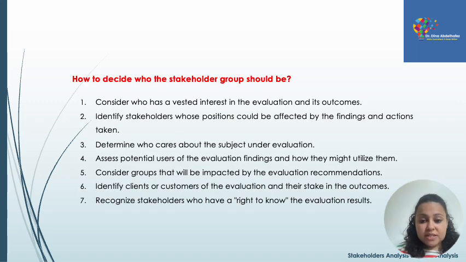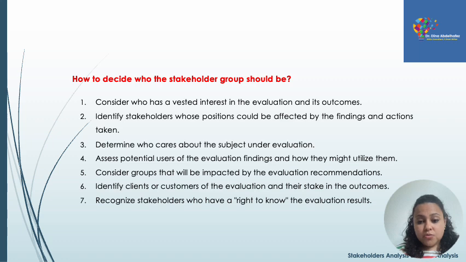How to decide who the stakeholder group should be? First, we should consider who has a vested interest in the evaluation process and the outcome of the process. In the previous video, we mentioned that if people are not interested in the process of evaluation or are not interested in joining the meeting, they can be a barrier for the process of evaluation. So we should include the people who are really interested in the process. Then we can identify the position of these stakeholders in order to measure how essential the findings that we will collect from them are for our process.